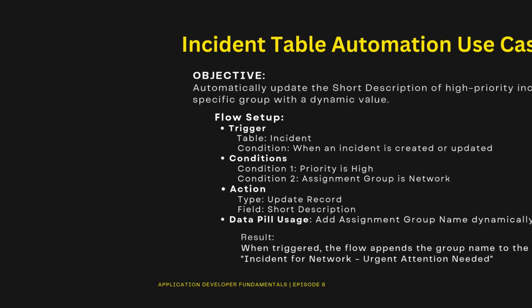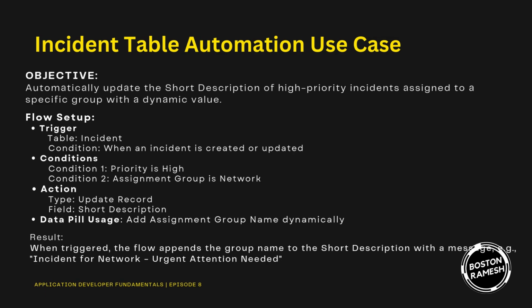All right, let's go ahead and look at this use case so that we can build a sample workflow. The objective here is, this is on the incident table. The objective is to automatically update the short description of high priority incidents assigned to a specific group with a dynamic value. It's not complex, but it has a few additional steps that we wanted to cover here. I wanted to add a little bit more dynamism to the values here.